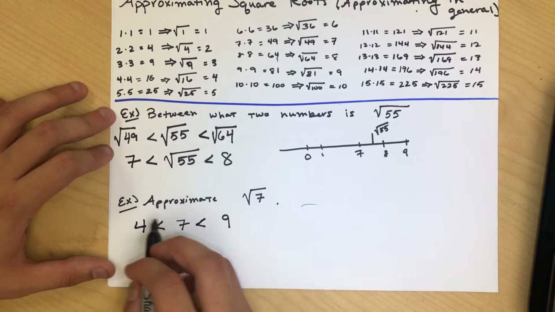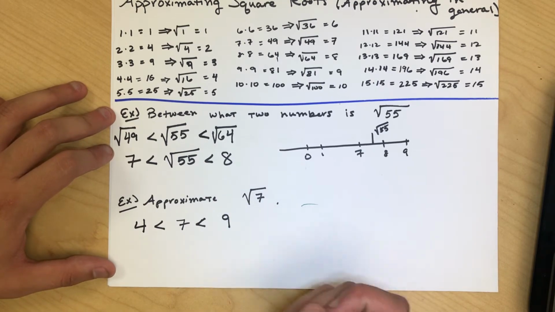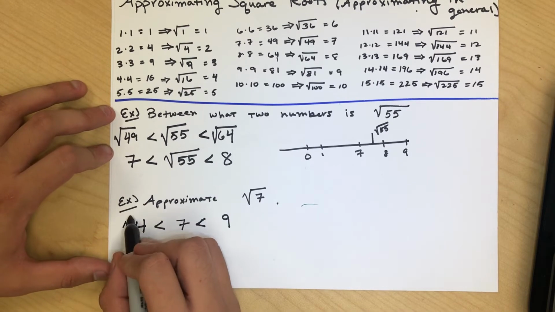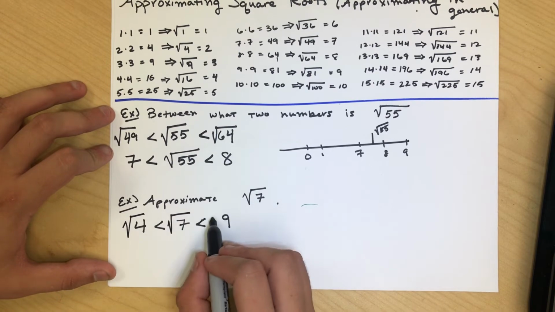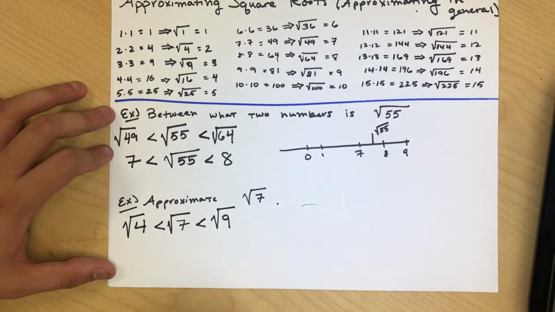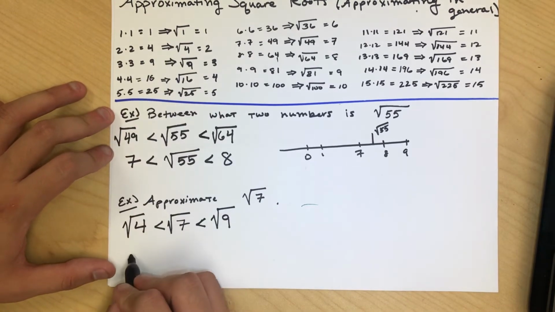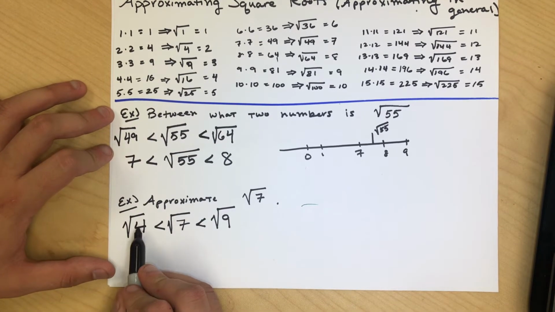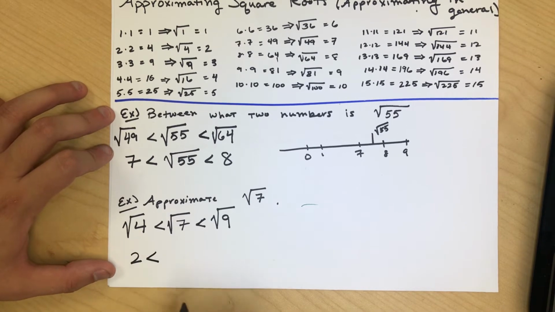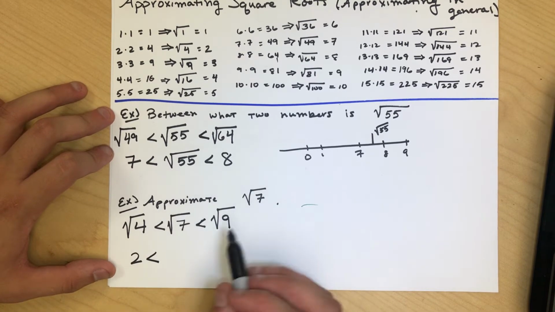And what did we do before? We said that the square root preserves inequalities. So we took the square root of every number in here, and after that we can simplify it. So the square root of 4 here is 2, right? Because 2 times 2 is 4. So the square root of 4 is 2. Less than the square root of 7, which we don't know. Let's just leave it alone.